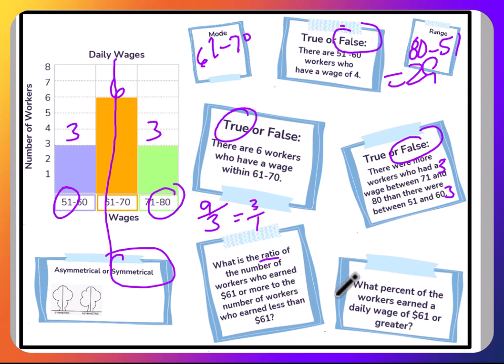And then the last one, what percent of the workers earned a daily wage of $61 or greater? Well, we just said 9, right? So it's going to be 9 out of how many total workers? 12. Simplify that and you get what? Divide it by 3 and you get 3/4. And what percent is 3/4? 75%. All right, good job, Bobcats.